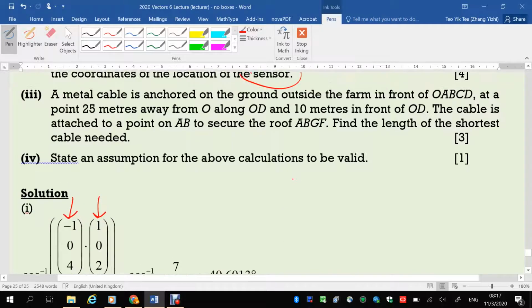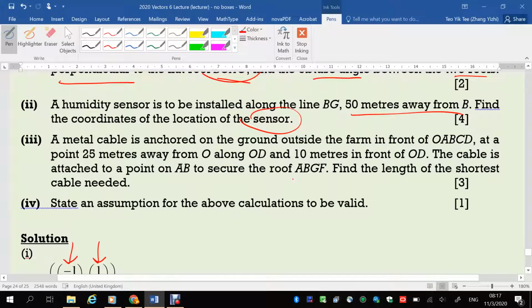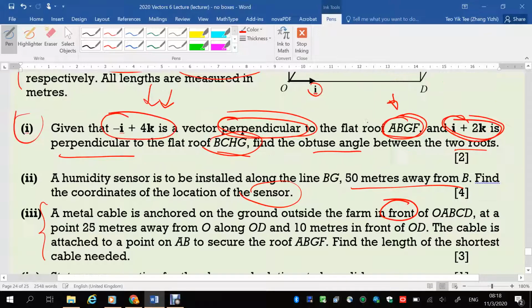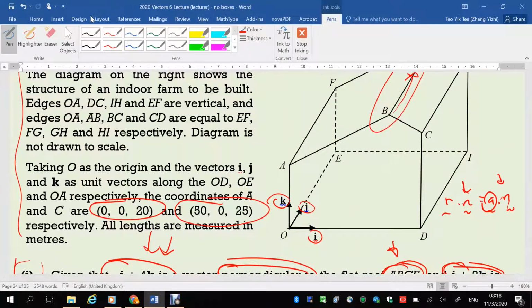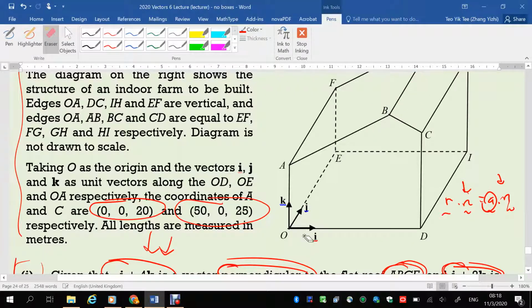Okay, so part 2 settled. Coming to part 3. This is the one that's most difficult to understand. You need constant reference to the diagram, constant reference to the story, and strategize your move. So you have a metal cable which is anchored to the ground outside the farm in front of OABCD. Okay, so where is OABCD? OABCD is exactly here, the front.